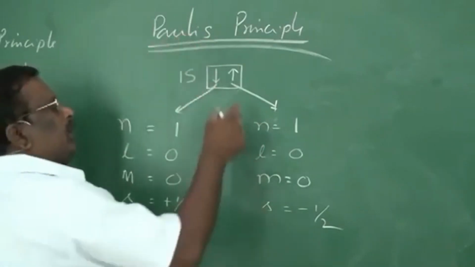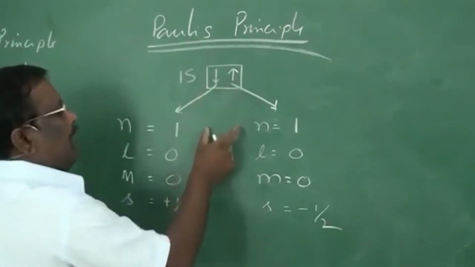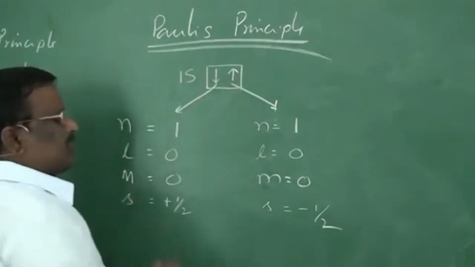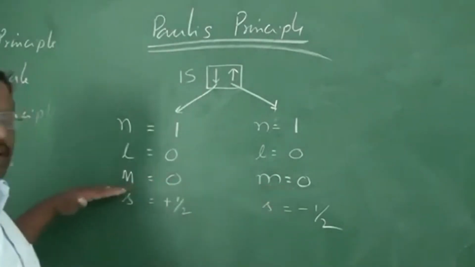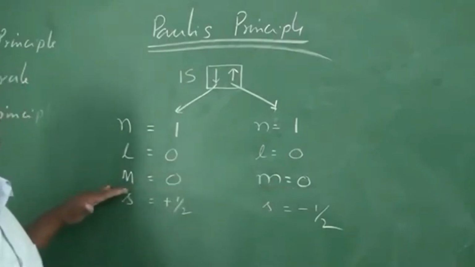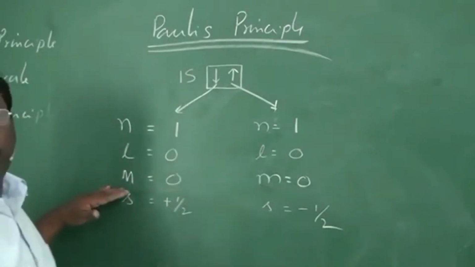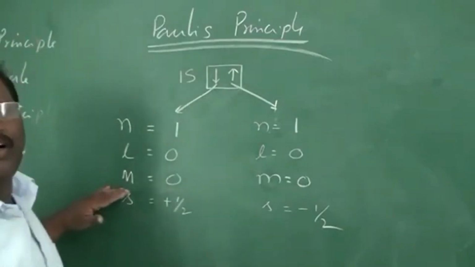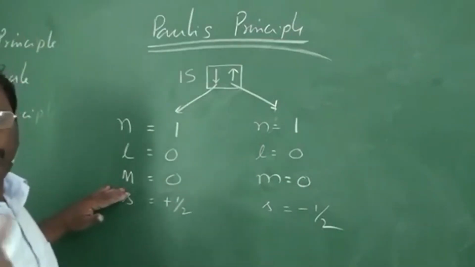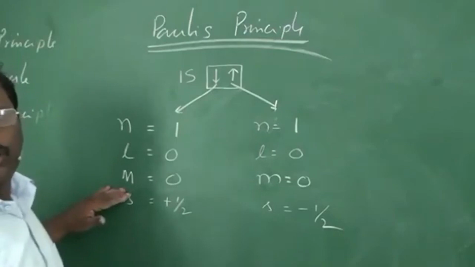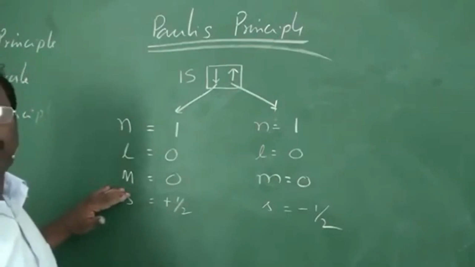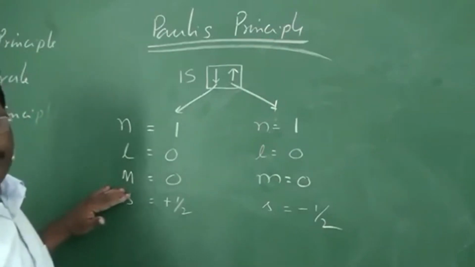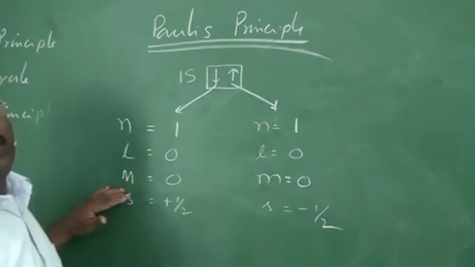When 2 electrons are in an orbital, the orbital will have the same set of 3 quantum numbers. For a given orbital, all 3 quantum numbers are the same. So according to Pauli's principle, the 4th quantum number should differ. That means 2 electrons in an orbital must be in opposite spin. That is given by Pauli's exclusion principle: no 2 electrons in an atom will have the same set of 4 quantum numbers.